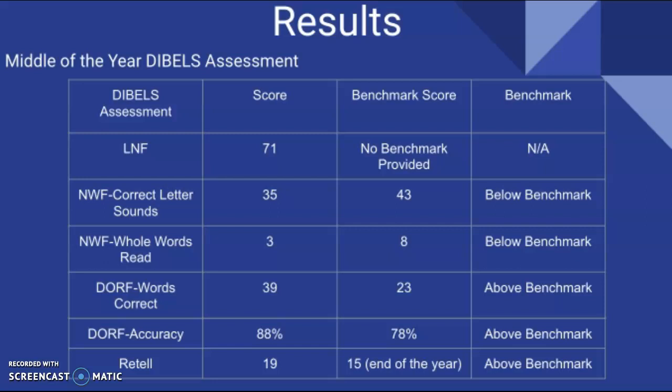For nonsense word fluency, for her correct letter sounds, she scored a 35, while the benchmark is a 43. So she's below benchmark there, as well as for whole words read, where she scored a 3 compared to the benchmark 8. Her DORF words correct score was above the benchmark with a 39 compared to a 23, as well as her accuracy being an 88%, while the benchmark is 78%. Lastly, her retell score was a 19, and the only benchmark score given for retell is for the end of the year, which is 15. So she is above the benchmark in that category.